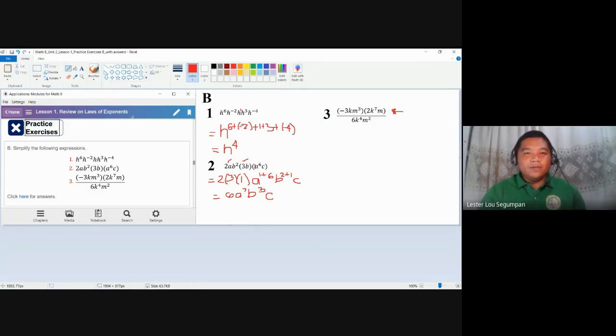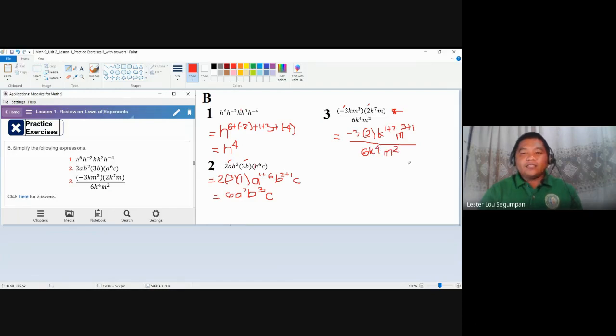So for number 3, we can actually again combine first the numerator. So we use the numerical coefficients. So you have negative 3 times 2. And then we combine the literal coefficients of the same base. You have k has exponent 1 plus the k here has exponent 7. And then m cubed plus 1. Okay? That is what will happen on the numerator. So we simply copy the denominator 6 k to the power of 4 m squared.